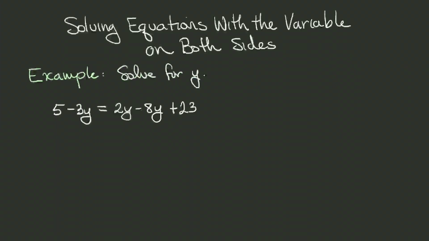In this video, we'll learn to solve equations that have the variable on both sides of the equation. For example, here we're supposed to solve for y. On the left we have 5 minus 3y, and on the right we have 2y minus 8y plus 23.